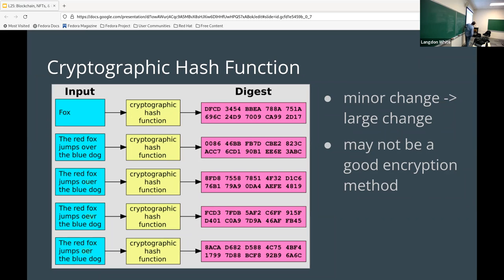I know there's an example in here. Between these two there's only a one letter difference, but the hashes are very different. And the reason you want to use something like a cryptographic hash is because that's what you're trying to prove: that if I have this hash value, it will always represent this thing and not that thing.